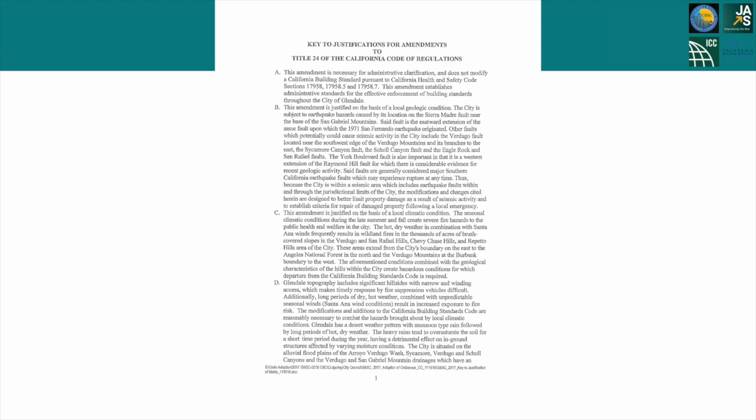For clarity, let's examine justification B, which states, "This amendment is justified on the basis of a local geologic condition. The city is subject to earthquake hazards caused by its location on the Sierra Madre Fault near the base of the San Gabriel Mountains. Said fault is the eastward extension of the same fault upon which the 1971 San Fernando earthquake originated. Other faults which potentially could cause seismic activity in the city include the Verdugo Fault located near the southwest edge of the Verdugo Mountains and its branches to the east. The modifications and changes cited herein are designed to better limit property damage as a result of seismic activity."